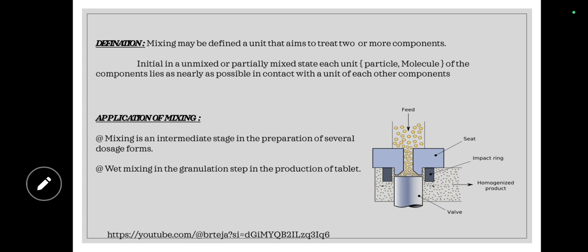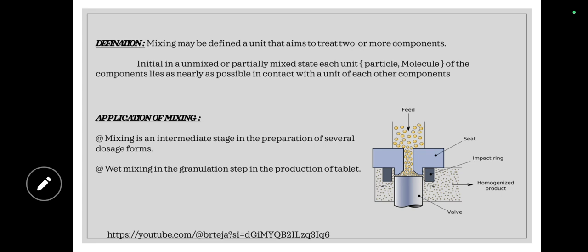Next, wet mixing in the granulation step in the production of tablets. You can simply think of dry mixing and wet mixing. It is not mixing of dry powders, only wet mixing. Wet mixing in the granulation step in the production of tablets. We can look at tablet preparation in industrial pharmacy 1. How to prepare the tablet? Wet mixing is used for tablets. Wet mixing is more wet in nature.